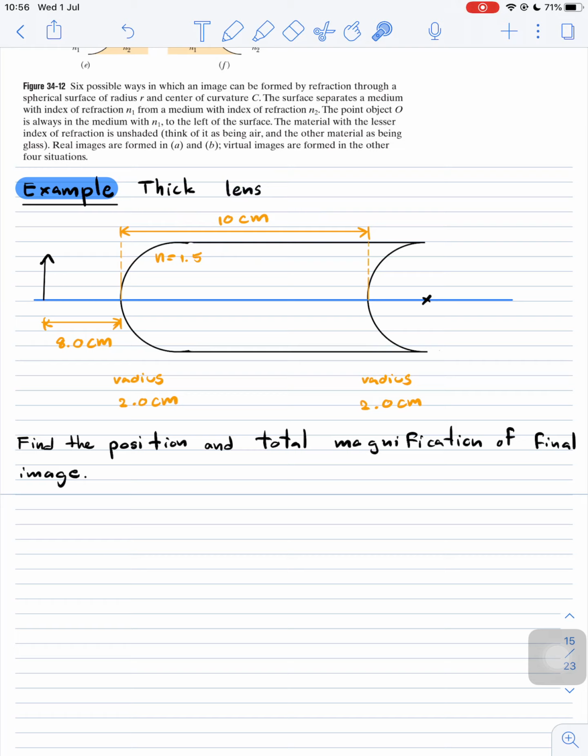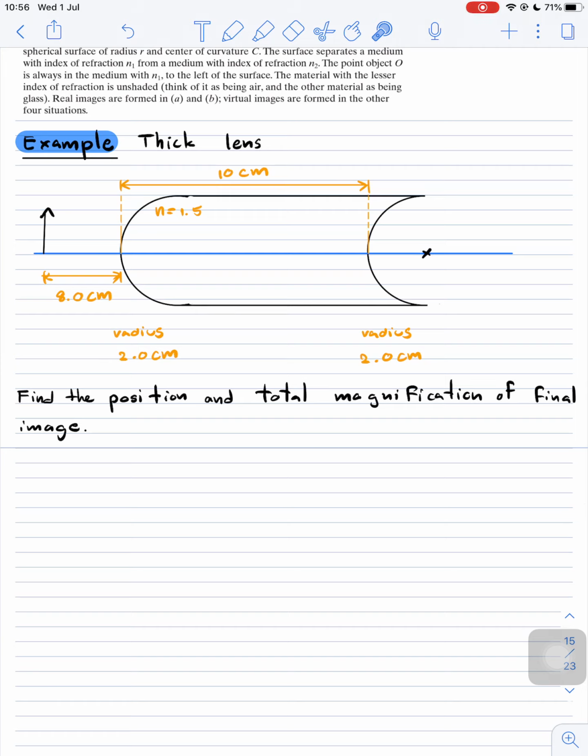Then another spherical surface, right? We have the radius of curvature equal to 2 centimeters as well, the same as the previous one. Okay, so now we just want to find the position and the total magnification of the final image.